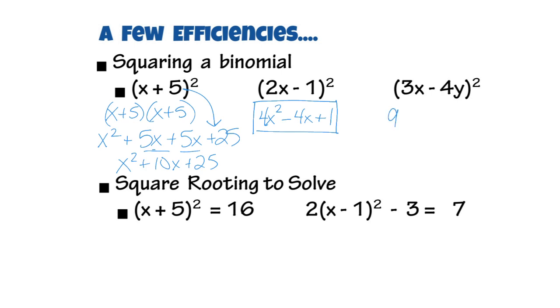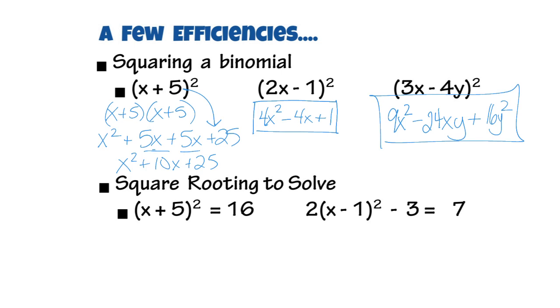All right, hopefully you ended up with a 9x squared. Multiply the 2, get you a negative 12xy, but I have to double it, negative 24xy. Last term is going to be a plus 16y squared. There we go. All right, so there's a nice little efficiency that we will use often enough. Hopefully that will stick in your head. Some of you probably already do that.